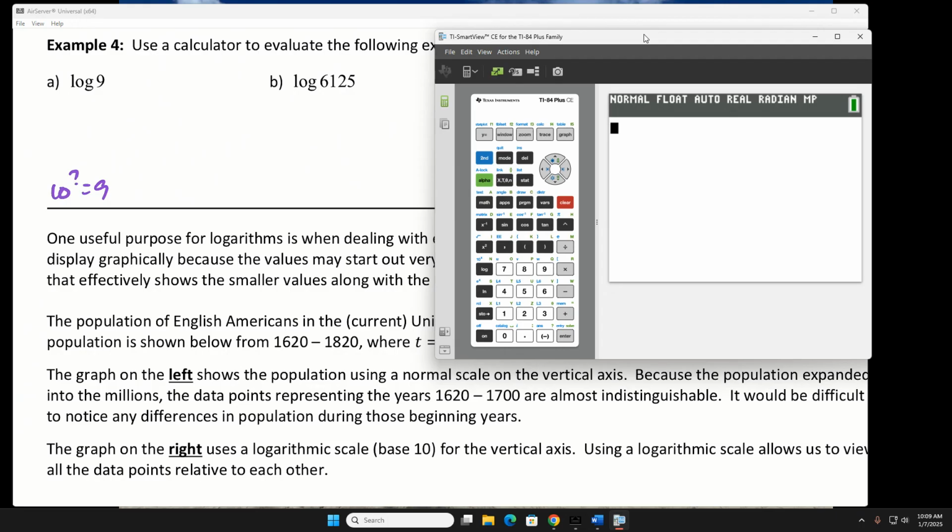Can you figure out about what it is? Would it be bigger than 1 or less than 1? It'd be less than 1, a little bit less than 1, because 10 to the first would give you 10.